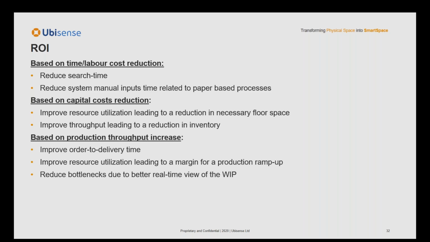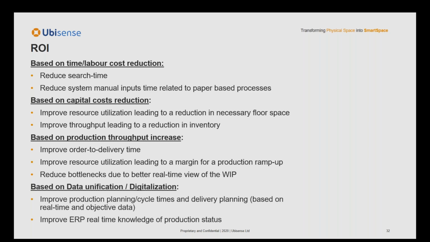It can also be based on production throughput increase. So you can improve order to delivery time, and improve resource utilization. That can give you some margin for production ramp up, if you have any. It can also reduce bottlenecks because you have a better real-time view of the work progress of your product. And it can also be based on data unification or digitalization. So for example, improving production planning or cycle times, delivery planning, because you have real-time and objective data. And it can also sometimes improve your ERP real-time knowledge of the production status.